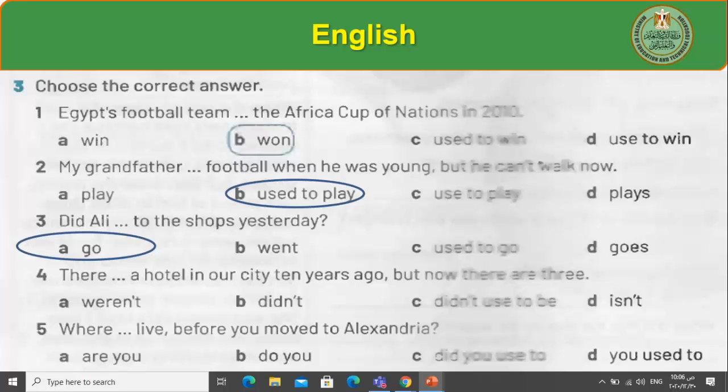The next one, number four: there used to be a hotel in our city 10 years ago, but now there are three. It means there was one hotel in the past, and now there are three. So didn't used to be: there didn't used to be a hotel in our city 10 years ago. There were no hotels at all in our city 10 years ago, but now there are three. So here when we make the negative form of used to, it is didn't use to plus the infinitive. The last one, number 5: where did you used to live before you moved to Alexandria?